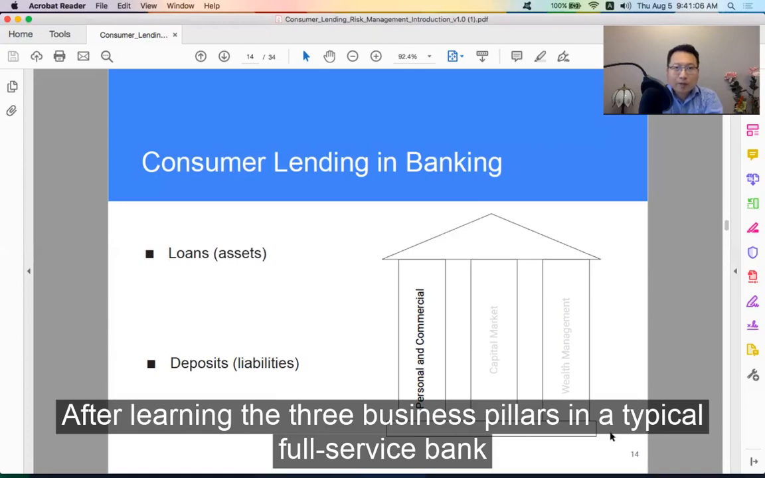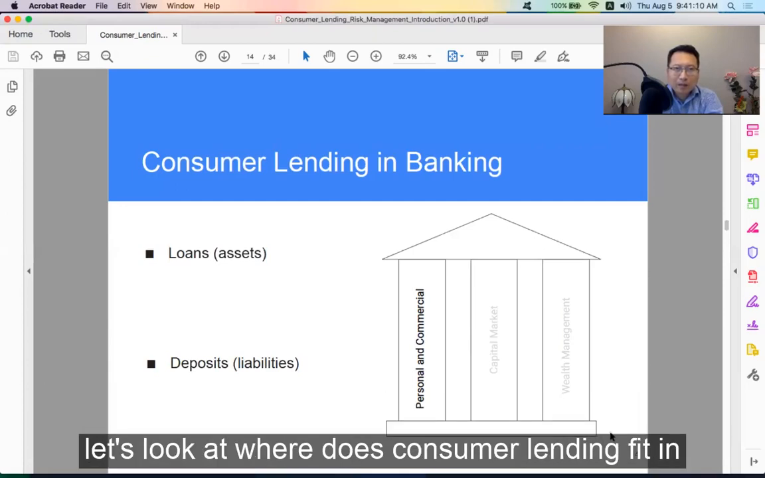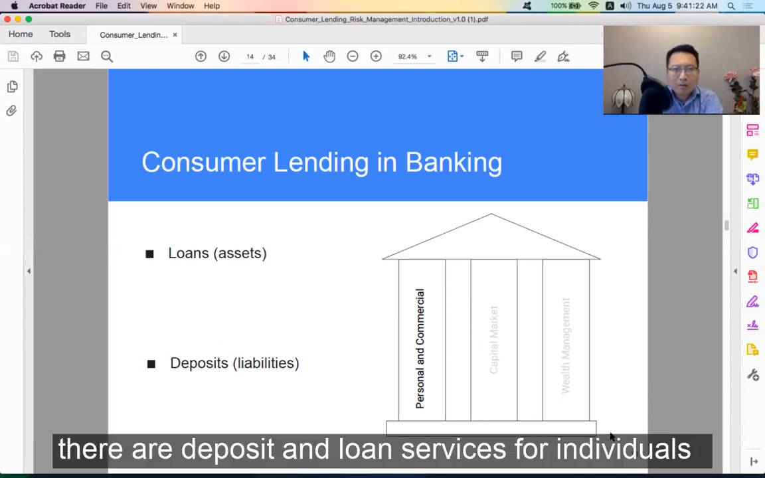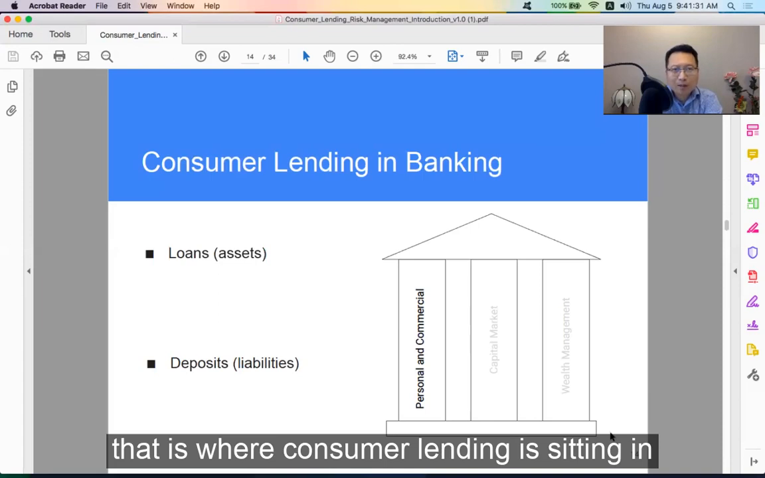After learning the three business pillars in a typical full-service bank, let's look at where consumer lending fits in. Under the personal and commercial banking division, there are deposit and loan services for individuals. So that's where consumer lending sits.